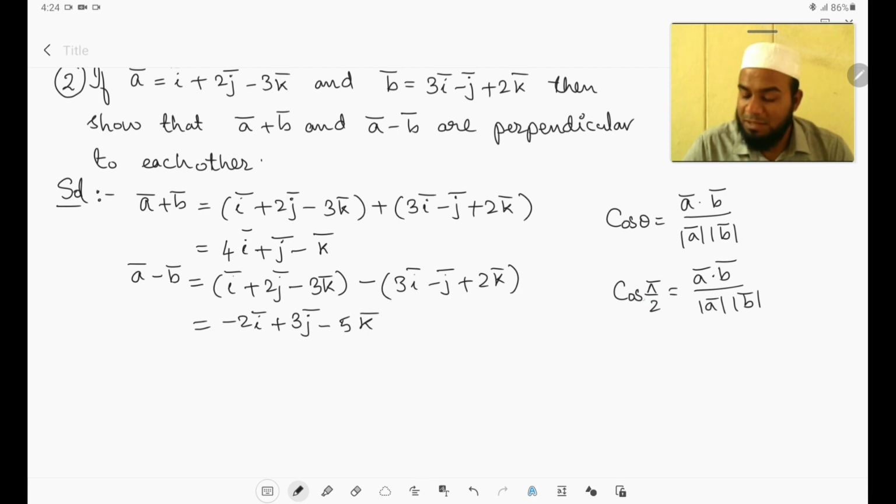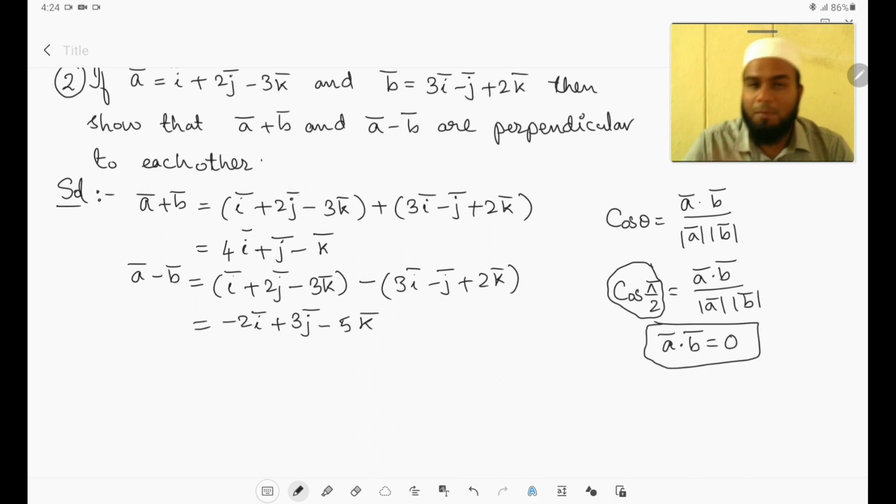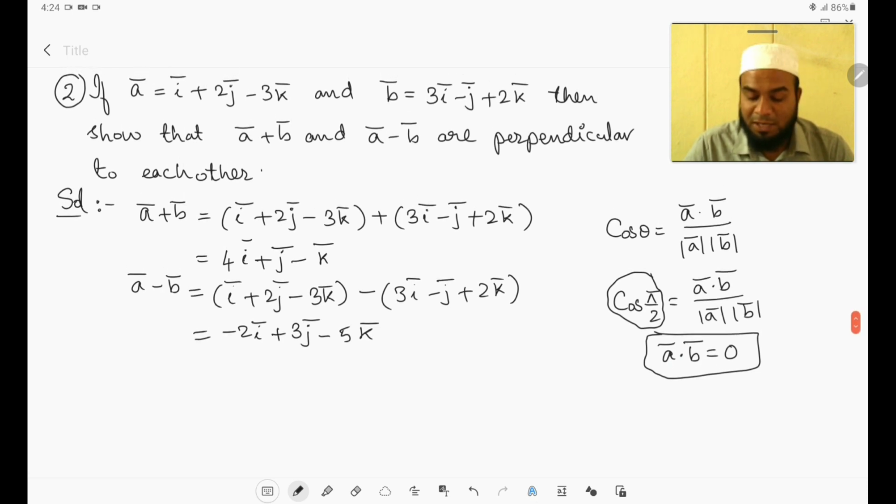So this cos pi by 2 will become 0, and the whole term will be multiplied with this 0. Then what remains in the end is a bar dot b bar equals 0. Right? So when a bar and b bar are perpendicular, the condition is that a bar dot b bar is 0. Here we have to show that a bar plus b bar and a bar minus b bar are perpendicular. So we will find the dot product of these two. If we get the dot product as 0, then we can say they are perpendicular.